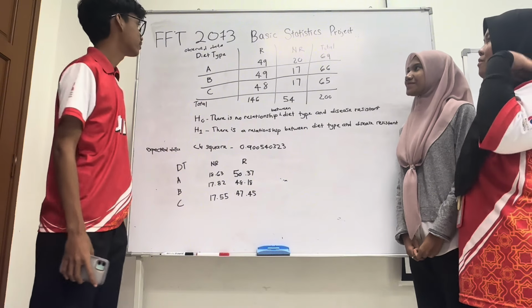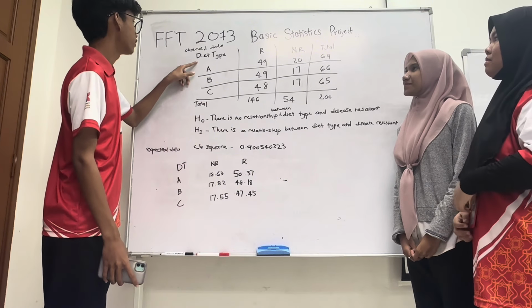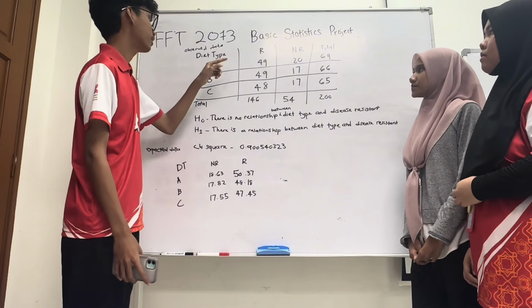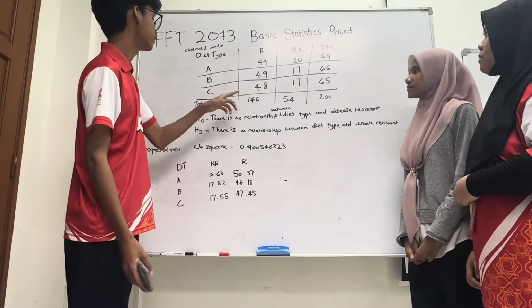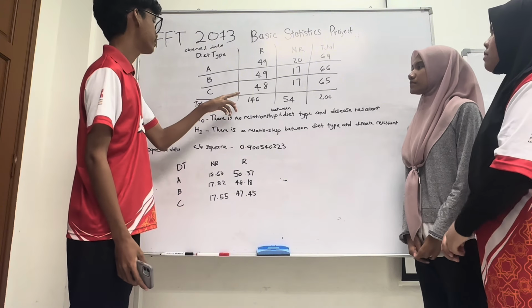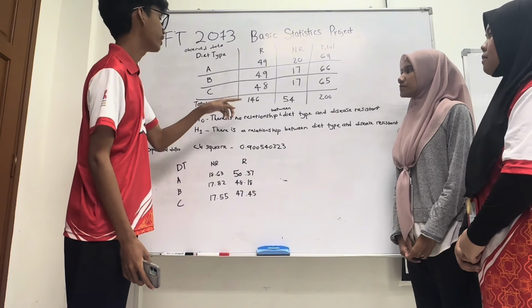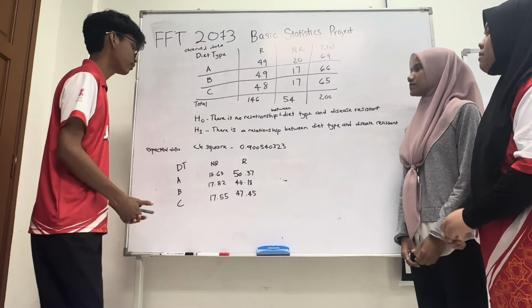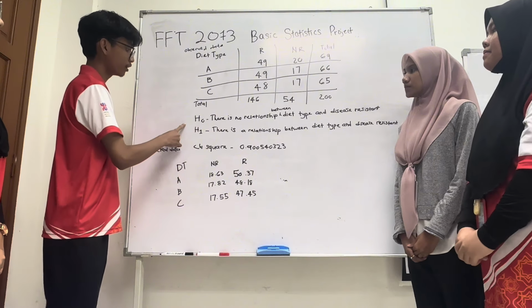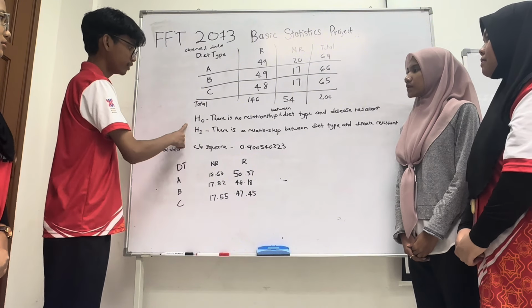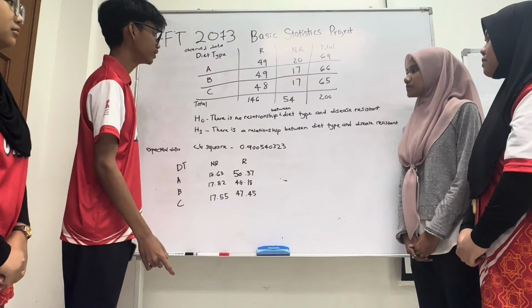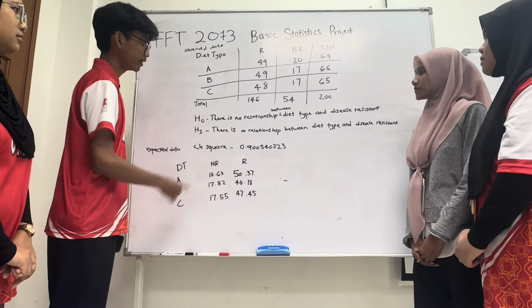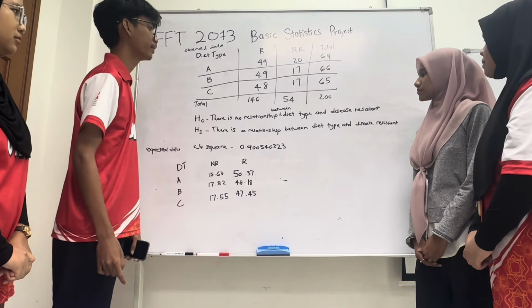Okay, for this part, for dataset A, B, C, the resistant and non-resistant data, for the resistant we got 146, and for non-resistant we got 45, and the total we get 200. So, move to the next part. The null hypothesis: there is no relationship between diet type and disease resistance. The alternative hypothesis: there is a relationship between diet type and disease resistance.